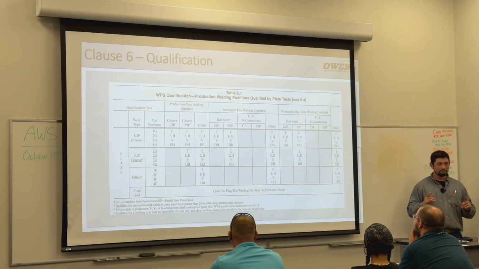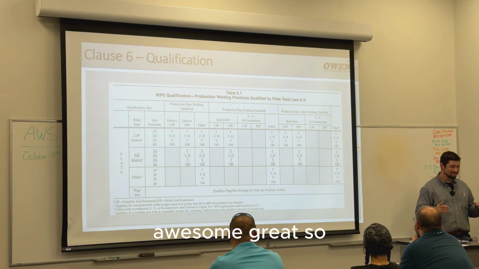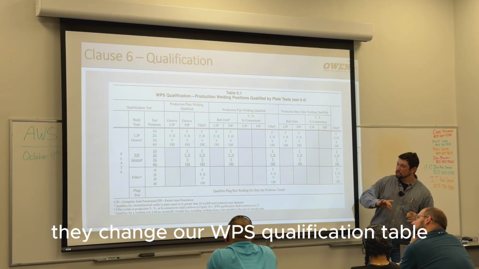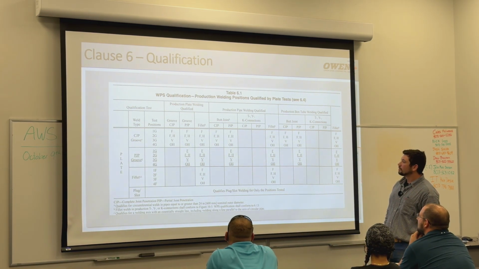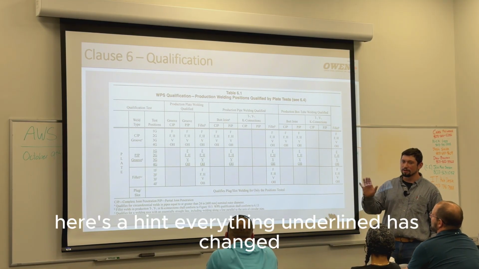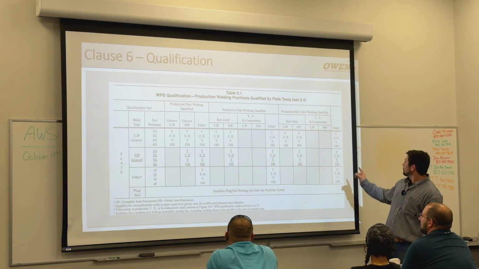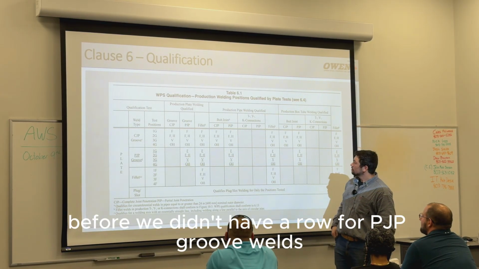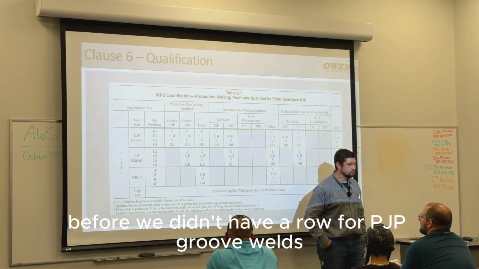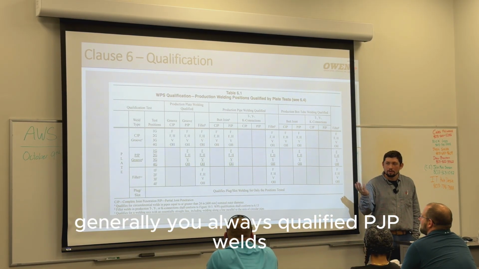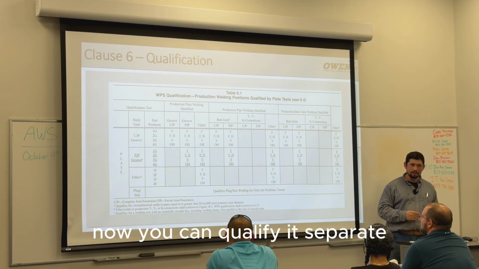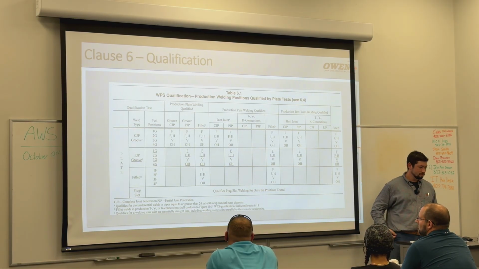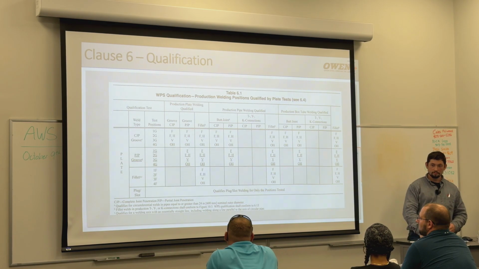Awesome. Any more questions for macro? Awesome, great. So they changed our WPS qualification table in the clause for qualification. Here's a hint, everything underlined has changed. Before we didn't have a row for PJP groove welds. Generally, you always qualified PJP welds with a CJP qualification test. Now you can qualify it separately. Okay?